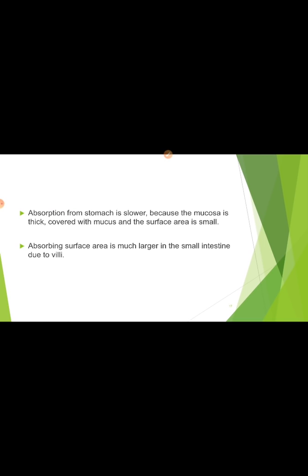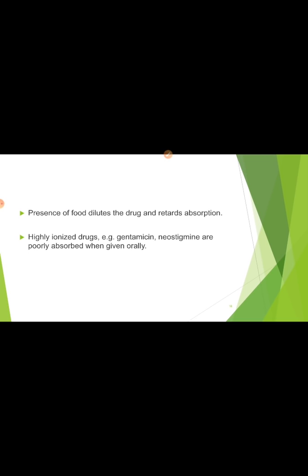Absorption from the stomach is sometimes slower because the mucosa is thick as compared to the other parts of the intestine. The mucosa of the stomach is thicker and covered with mucus, and the surface area is very, very small again as compared to the small intestine. The second point, which we have already discussed, is that the surface area of the small intestine is much larger due to the presence of villi. Presence of food in the stomach or intestine dilutes the drug and will retard its absorption.